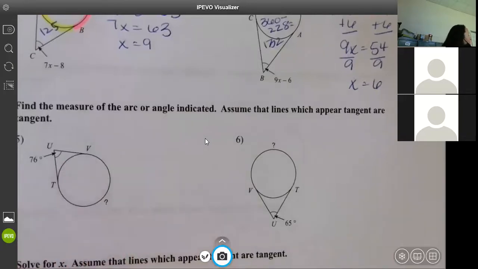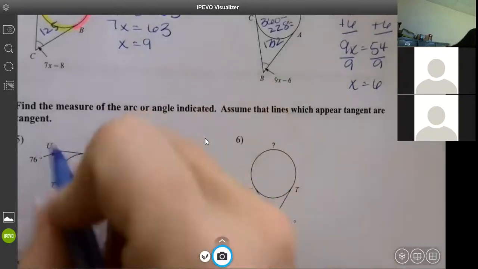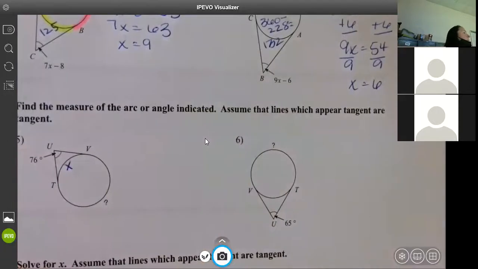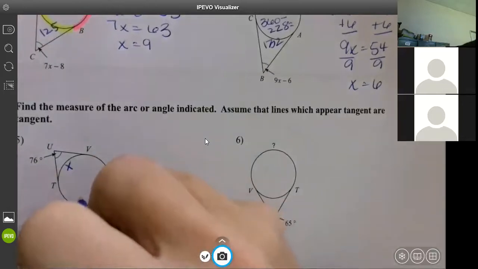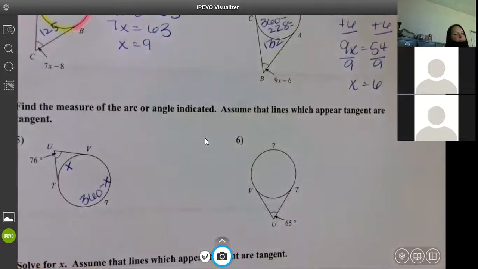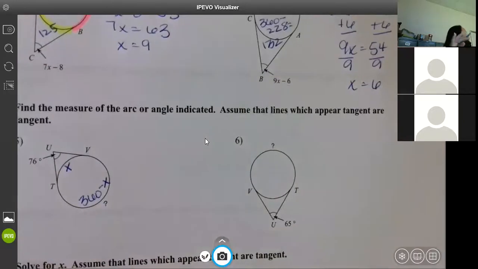So what I would always do, let me think about it. Yes, what I would always do is label the little one X. And then to get the big one, remember just what we were doing? Subtract it from 360. So this would be 360 minus X. The reason that I want you to put the 360 minus X on the outside is so you don't have to do any crazy distribution in your formula. So I'll show you that in just a second.